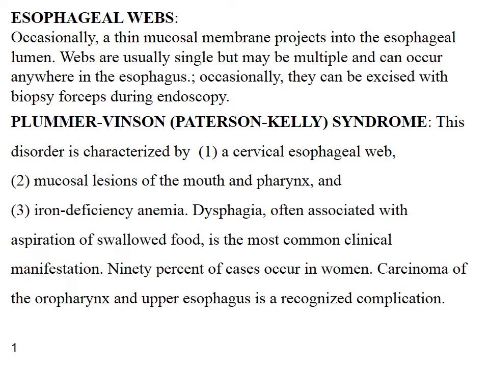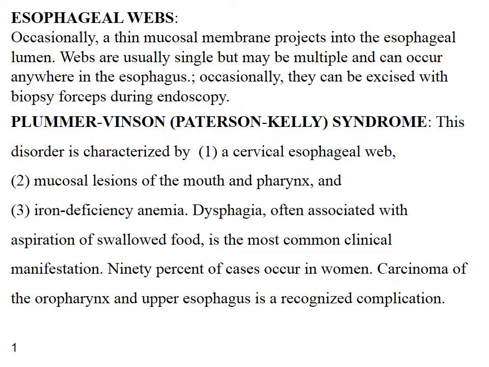Why iron deficiency causes these webs? It is not well known, but it is usually associated with this kind of disease, Plummer-Vinson or Patterson-Kelly syndrome, in the sense that when we give these patients iron therapy, these webs will disappear and become healed without any side effects.